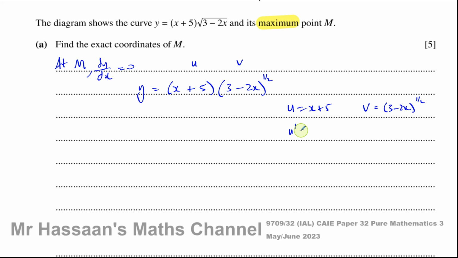So I'll differentiate u. x plus 5, differentiated with respect to x, gives you just 1. And differentiating v with respect to x, here we have to use the chain rule, because you have a function within another function. So you multiply by the power. The 3 minus 2x inside the function doesn't change. You take one from the power, it becomes a negative half, and you multiply by the differential of what's inside, which is negative 2.